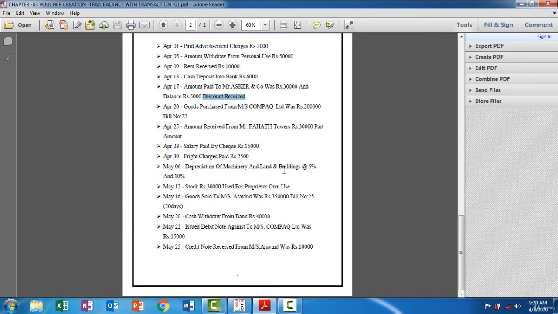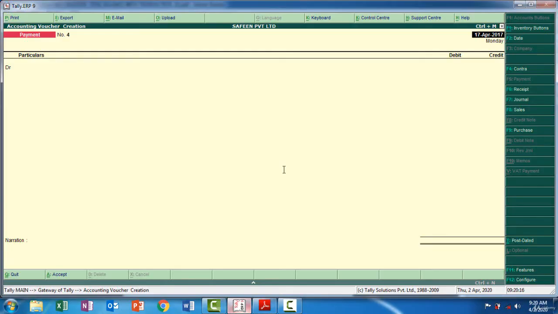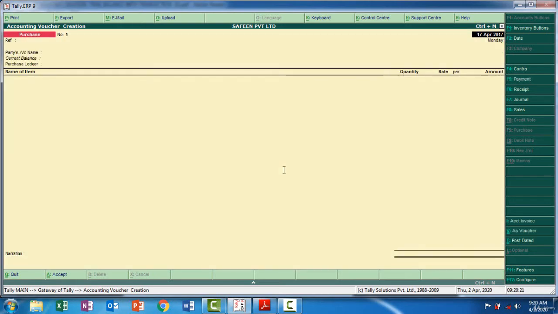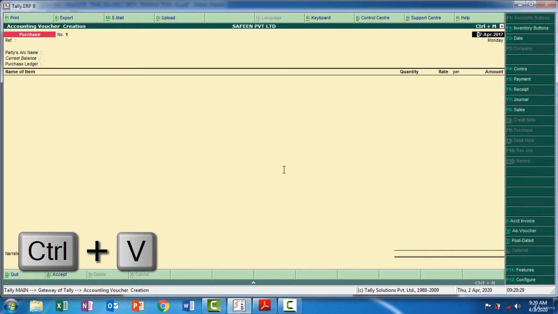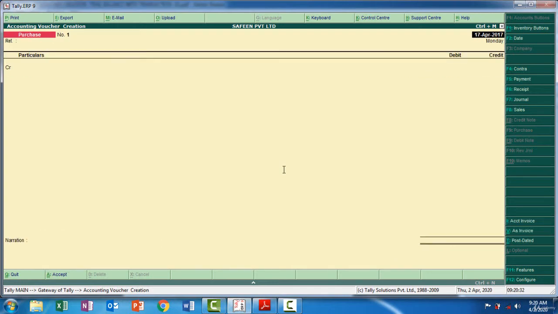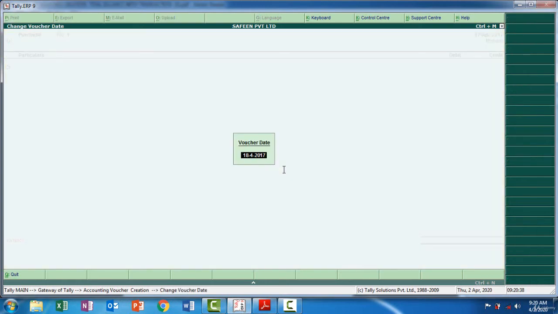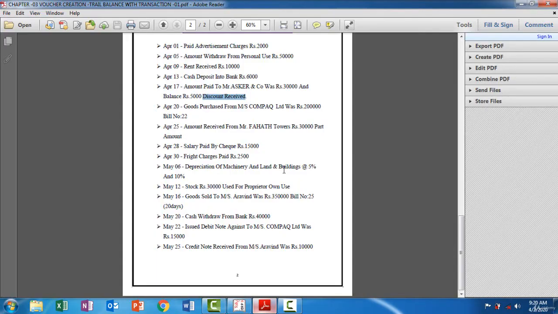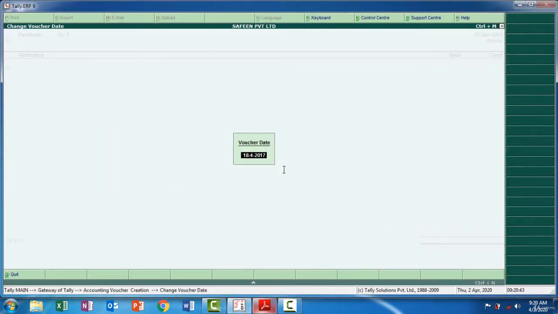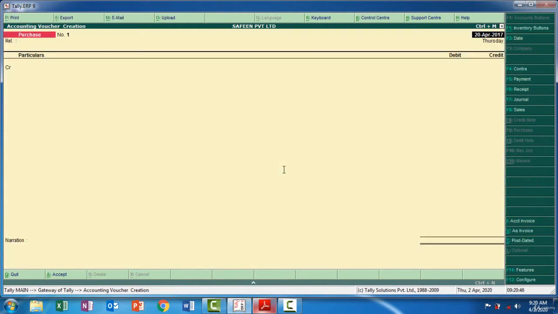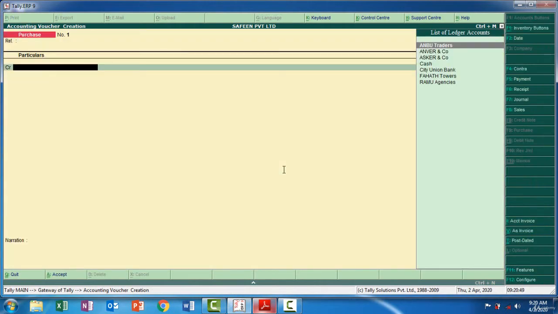So now we are going to record it into Tally. The date is April 20. I am going to choose the purchase account. Now it's in single entry mode, so I'm going to change to double entry mode, Control plus V. So the purchase account is in double entry mode. I need to change the date first. The date is 20 of April. Then credit is, what is the credit?